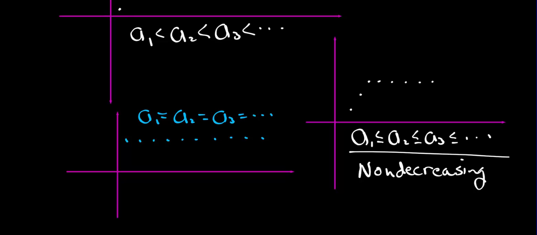Okay? So we have a monotonic non-decreasing. It's either getting bigger and bigger and bigger or staying the same. But one thing it's not doing is decreasing. Now, so we could go the other way.